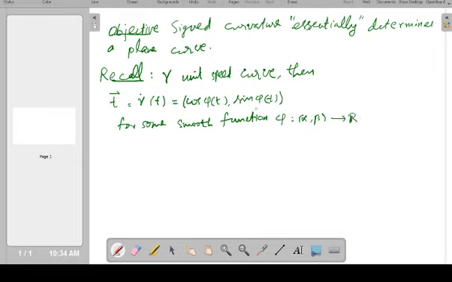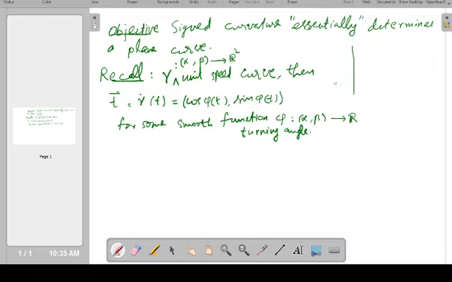So what is alpha beta? Alpha beta is the interval over which gamma is defined. Gamma is from alpha beta to R2, the parameter interval of gamma. And this phi is called the turning angle, and it is the angle between the unit tangent vector T and the positive x-axis.